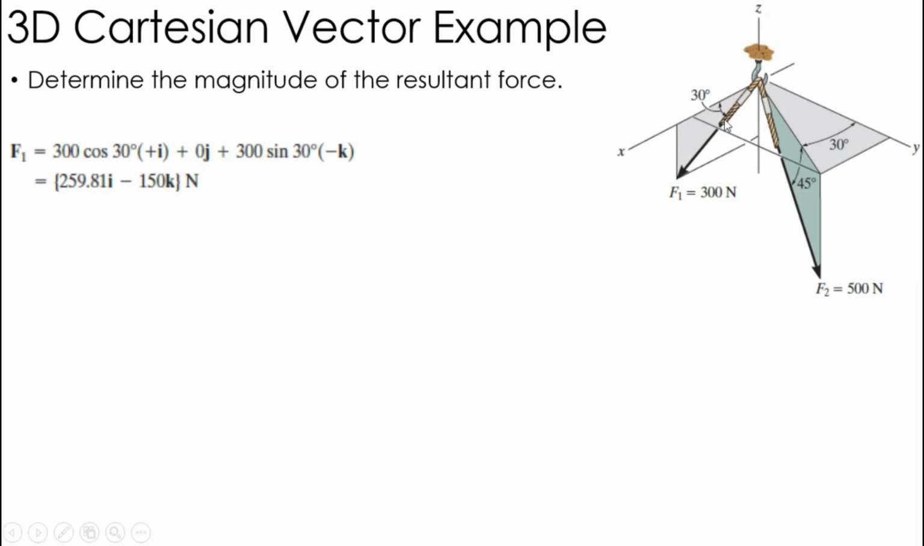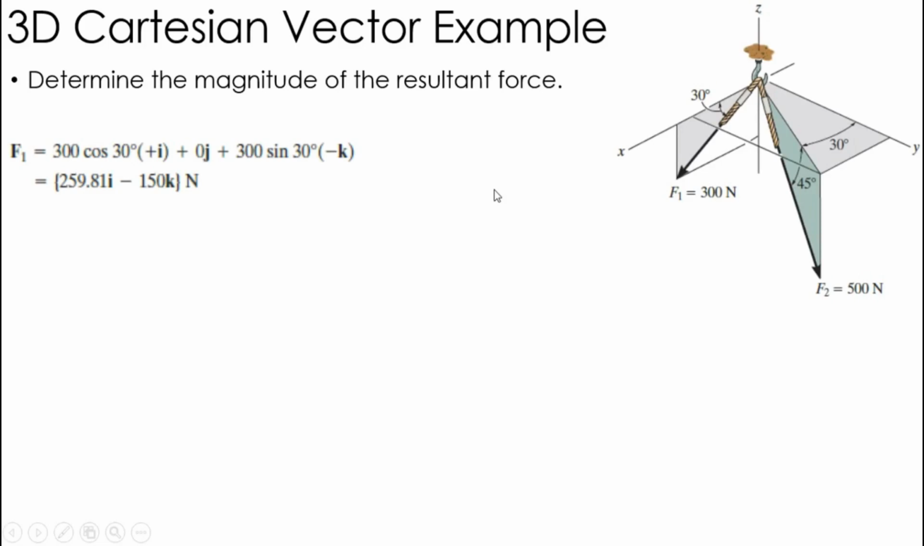F1 is only in the x direction and the negative z direction. So it's 300 cosine, because it's adjacent to the x-axis, cosine of 30 in the i, 300 cosine 30 i. Nothing in the j direction. It's lying in the xz plane, so there's no component in the y direction. And then I've got a negative k of 300 sine 30. And then here are the numbers for that calculated out.